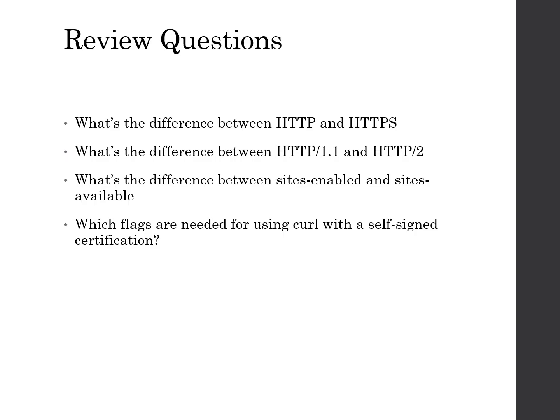Now, the next question: what's the difference between sites-enabled and sites-available? Sites-enabled is what sites are actually going to work. Sites-available is what is available to serve from your web server. And this leads to our last question. What is the flag that's needed for curl with a self-signed certificate so that you don't get an error that it's a self-signed certificate? The correct option is the -vk option. This is so you can bypass the self-signed certificate.